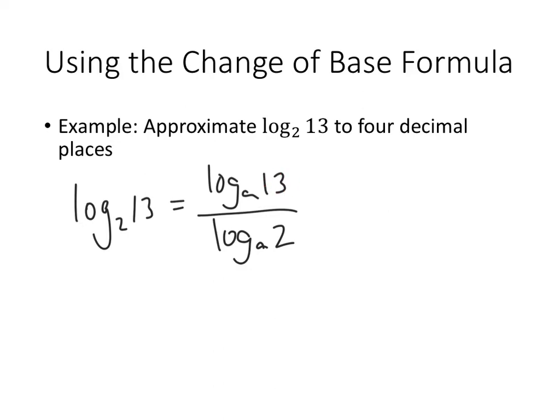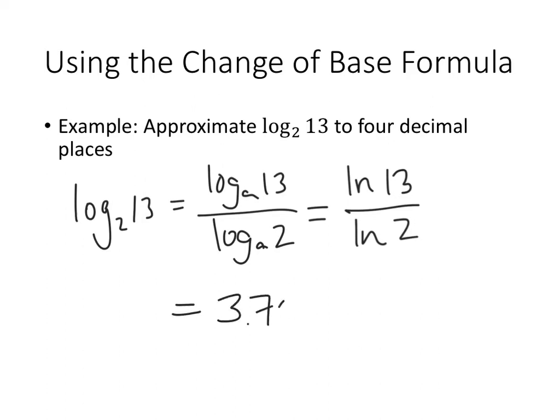Okay, so what value should we use for a? Well, we want to use our calculator for this, and our calculator doesn't have a log base 2 button, but it does have a log base 10 button, and it also has a log base e button. So let's use that log base e button, also known as natural log, or ln. On our calculators, we're just going to type in ln of 13 divided by ln of 2. And when we do that, we get 3.7004, and so on. We were asked for four decimal places, so that's the answer that we'll give.